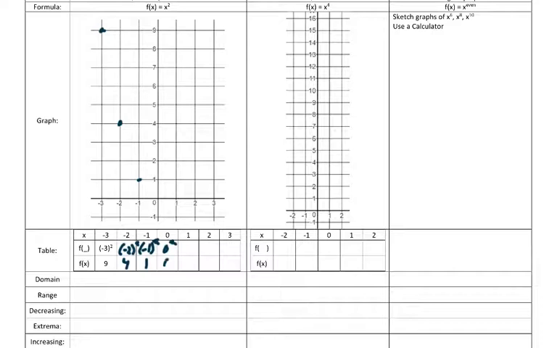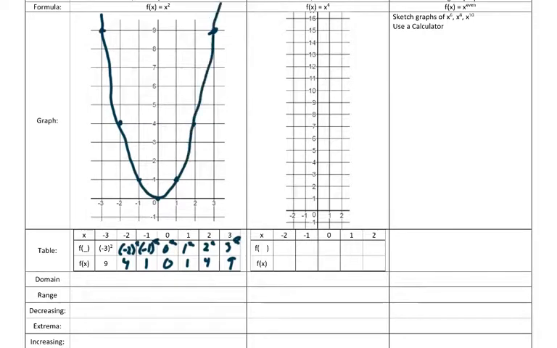0 squared is just 0, so that's the point (0, 0). 1 squared is just 1. And 2 squared is +4. And 3 squared is +9. So connecting those dots is what gives us the shape of the parabola. It's kind of an ugly parabola, but you get the idea.